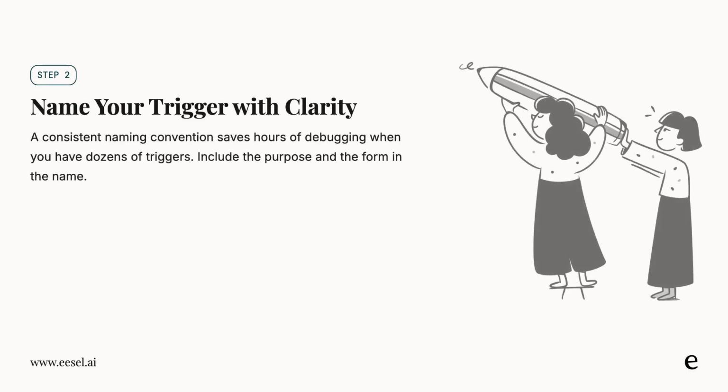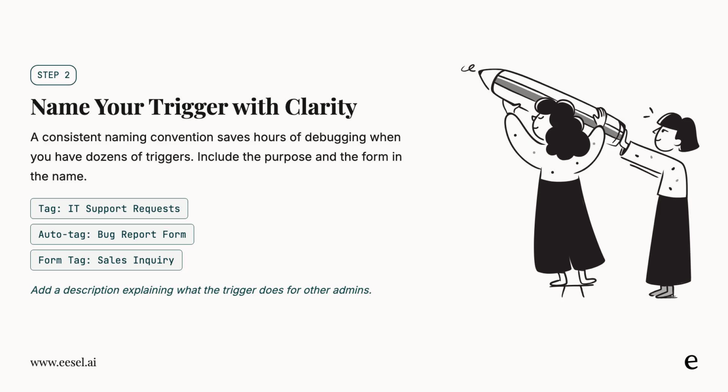Give your trigger a name that describes exactly what it does. Something like "Tag IT support requests" or "Auto tag bug report form." When you have 50 triggers, a clear name tells you what it does without having to open it. Also add a short description for other admins.